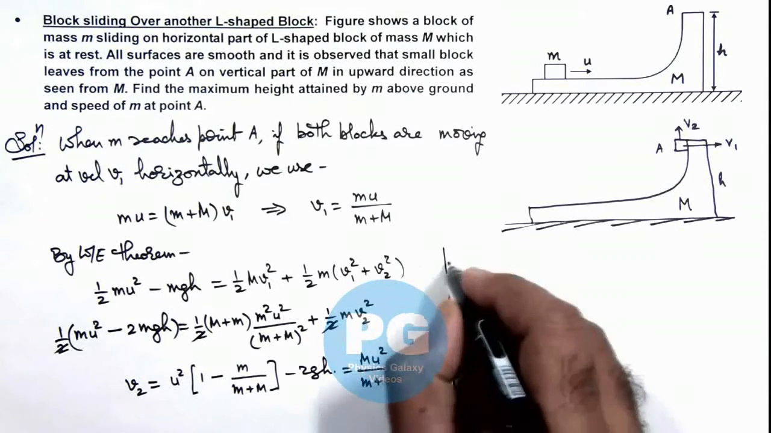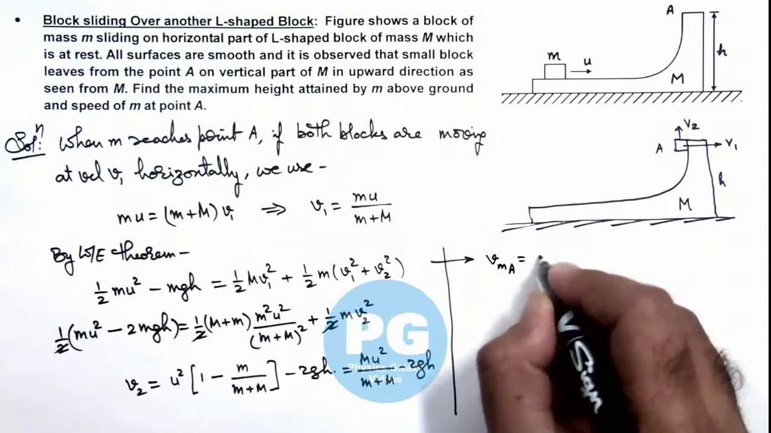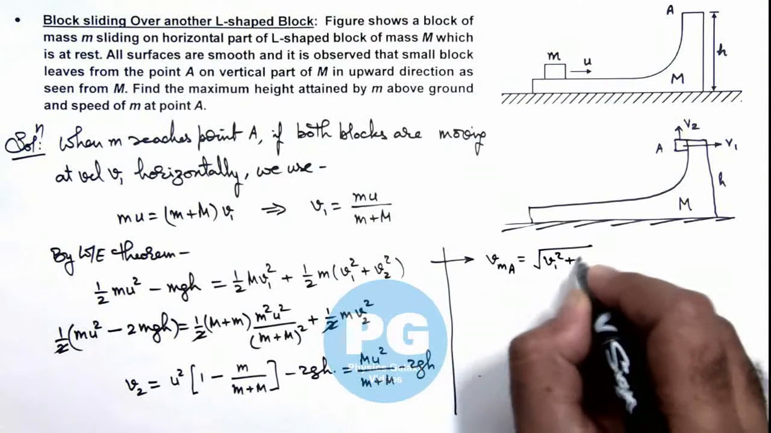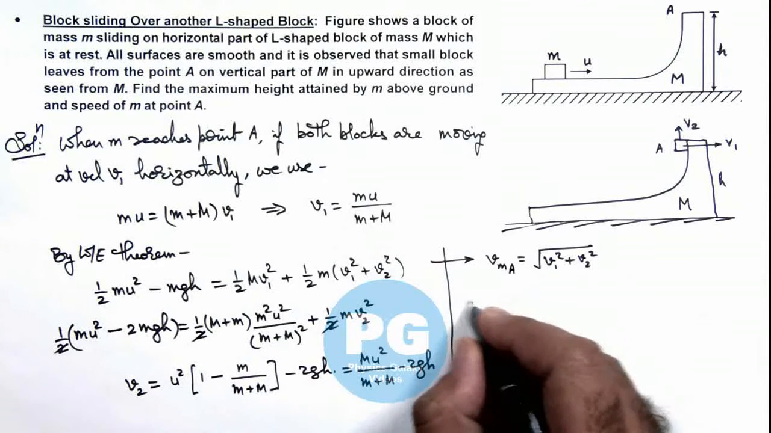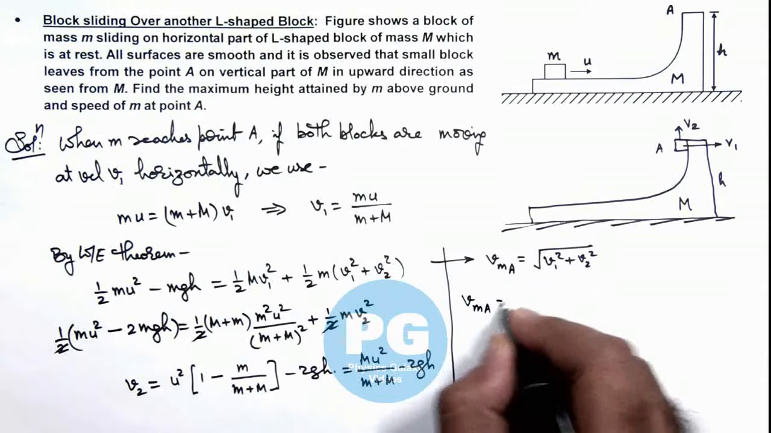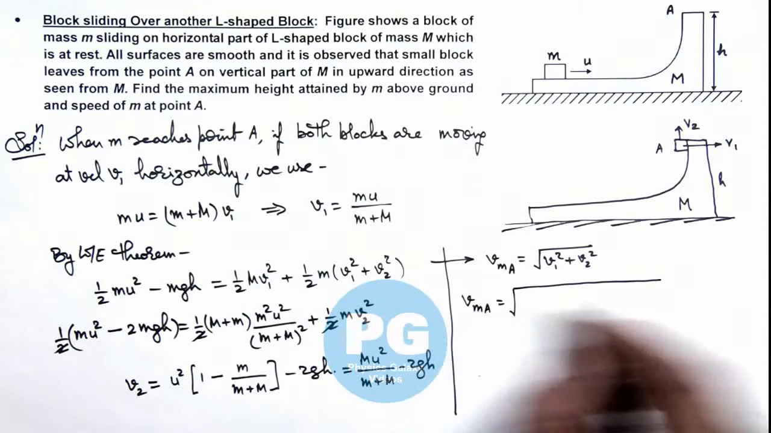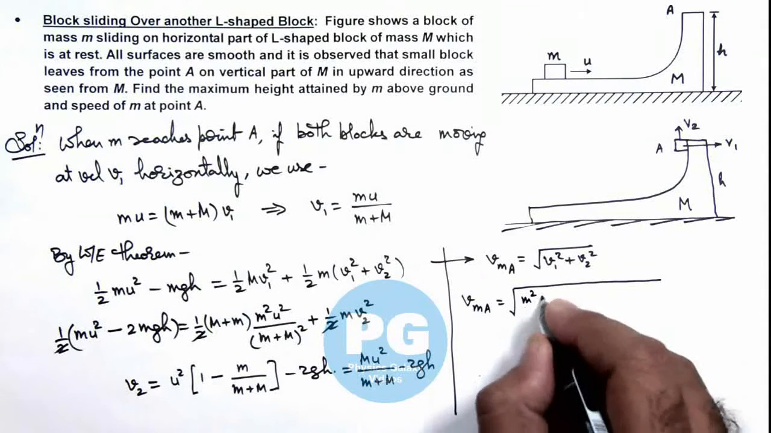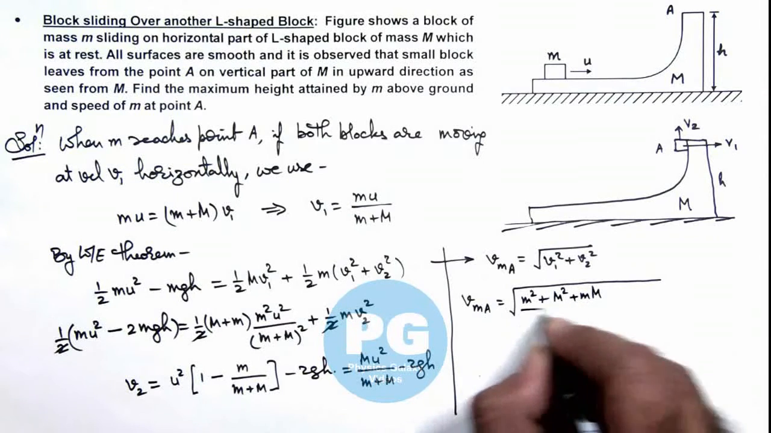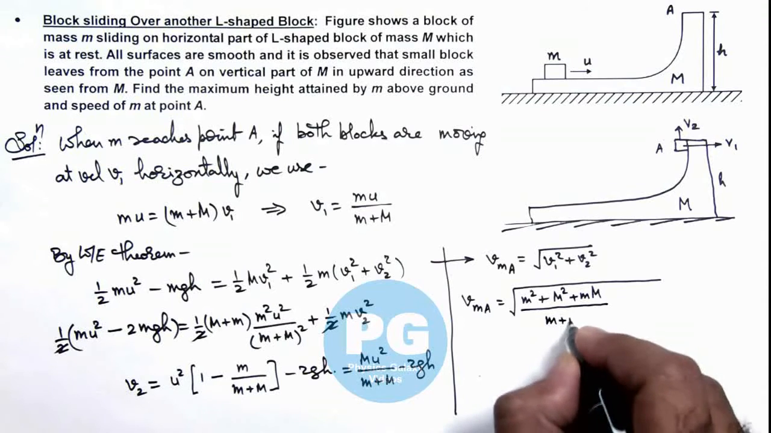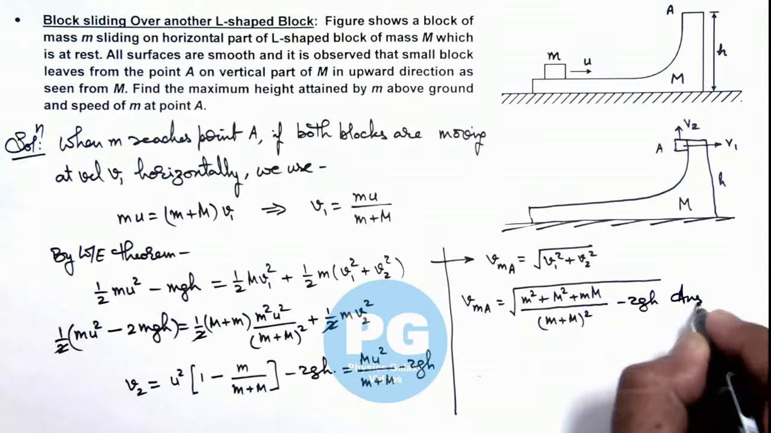Now we can continue here to calculate first the velocity of small m at point A, which is the root of v1 square plus v2 square. We substitute the values of v1 and v2 from here. You can see the velocity of the mass at point A we get is the root of, just substituting these two values and simplifying, the result will be (m square plus capital M square plus mM) divided by (m plus M) whole square, minus 2gh, which is one result of this problem.